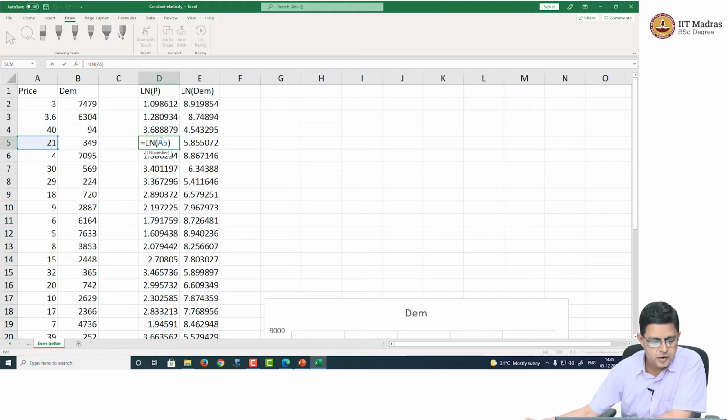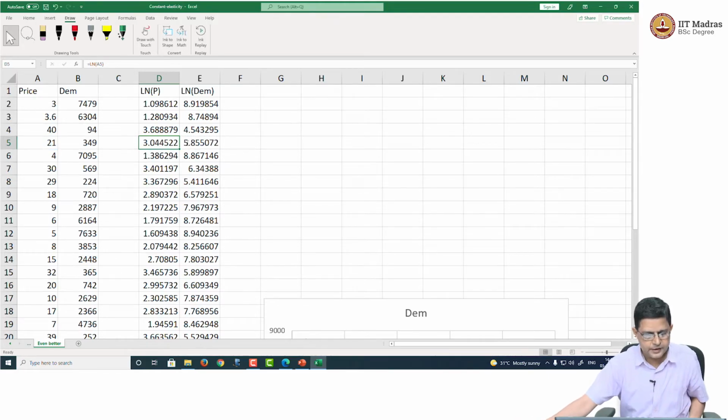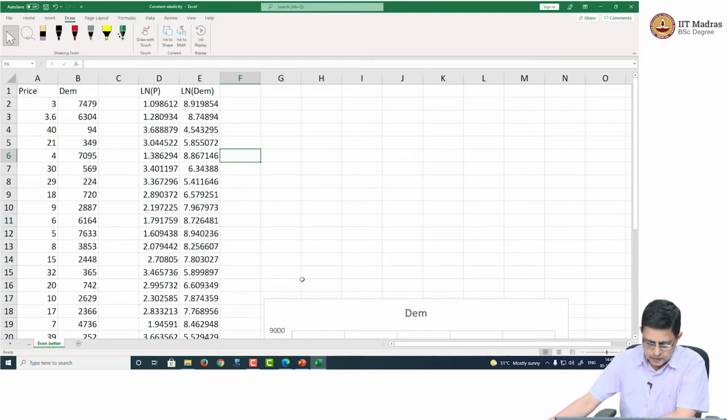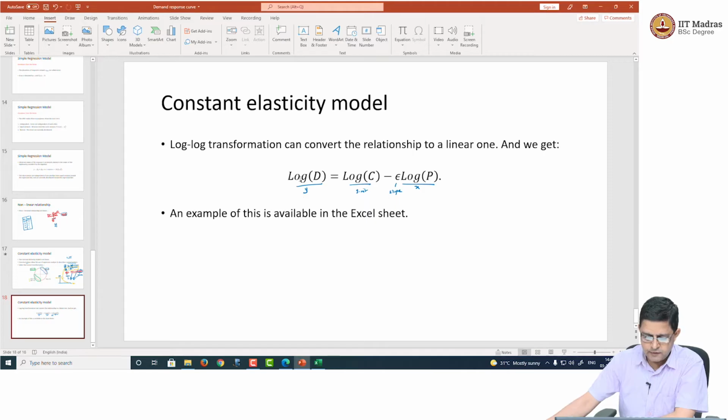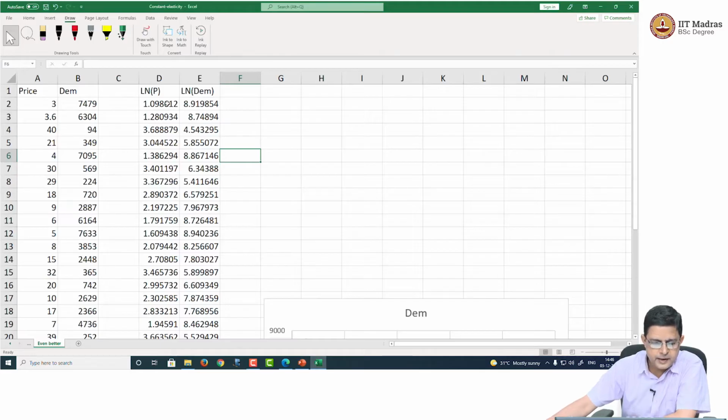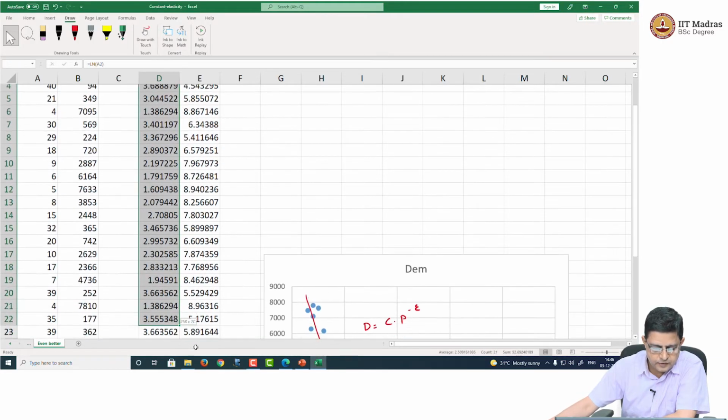So, I have simply taken the log of price, I have simply transformed the log of demand. Now going back to the PPT, I have log of demand, I have log of price, and I will now try to use a simple linear regression model to estimate the value of log of C, which is going to be my y intercept, and negative epsilon, which is going to be my slope. Okay, so going back to Excel. These are my transformed values.